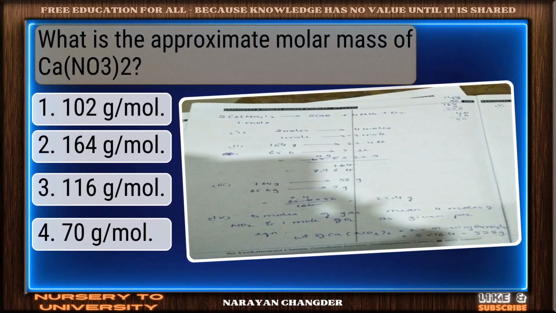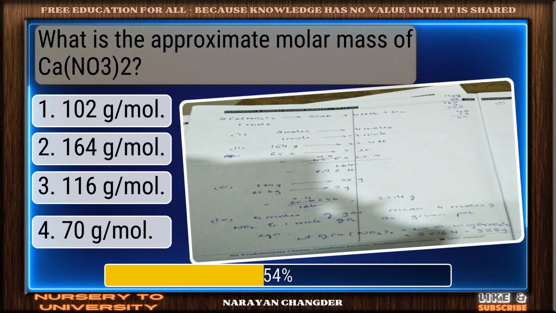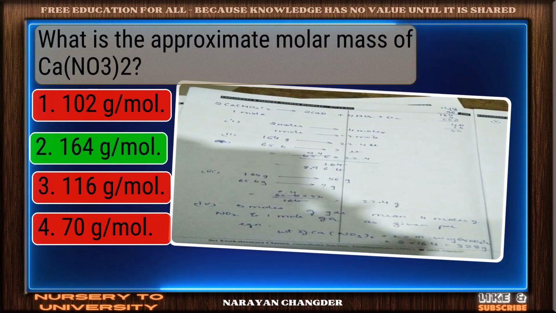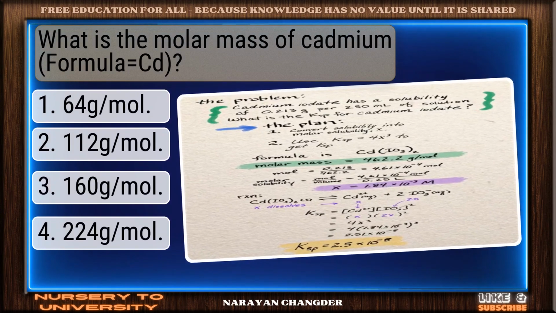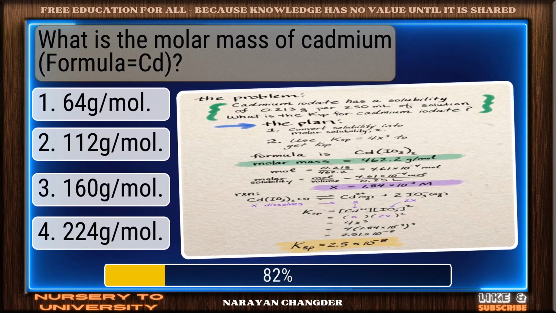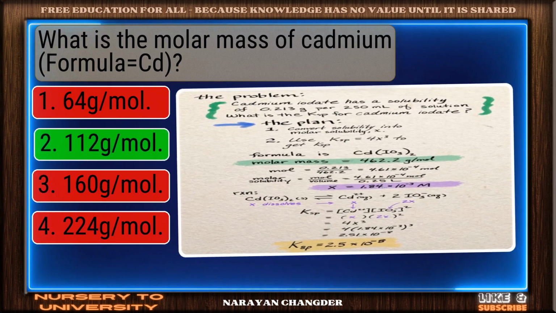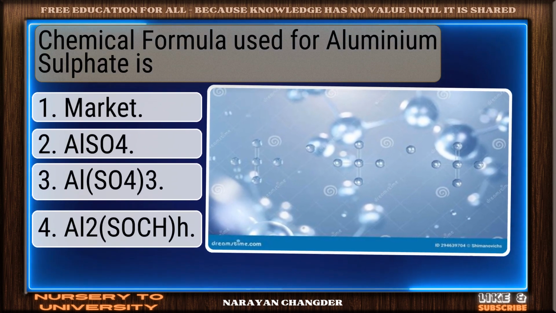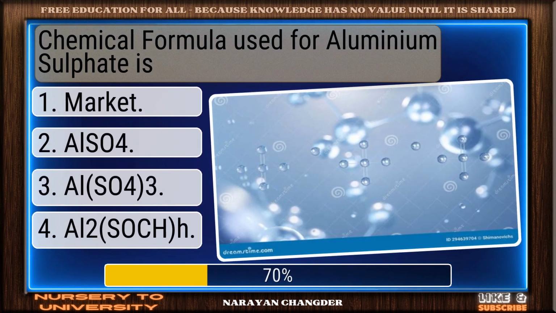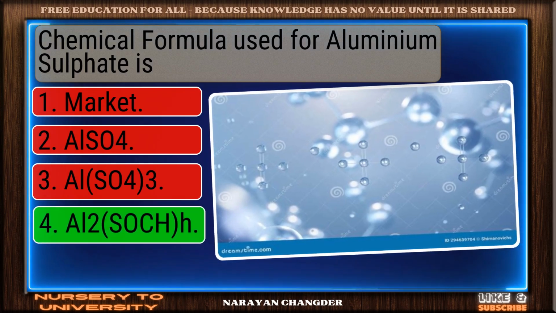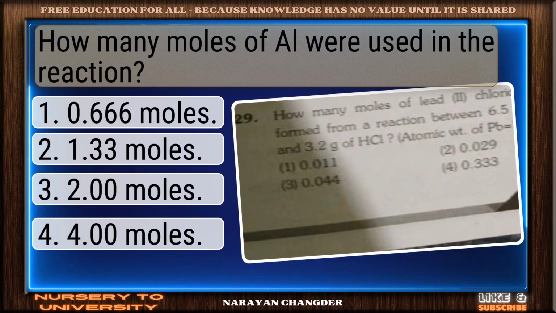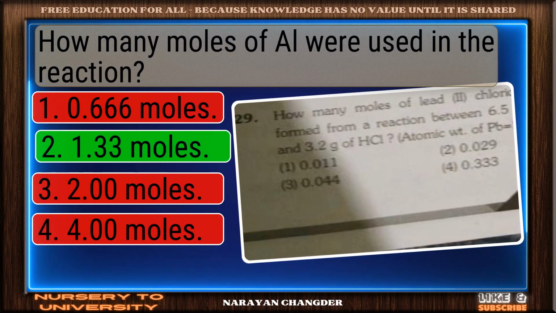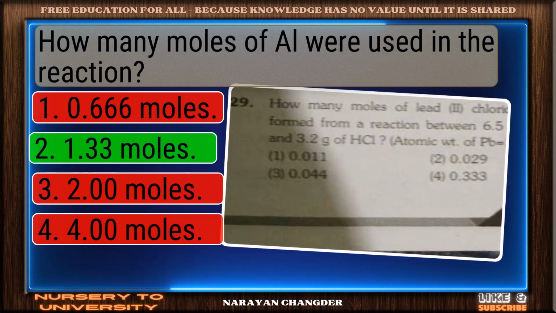What is the approximate molar mass of K2? On track. 164 g/mol is the correct answer. What is the molar mass of cadmium? You're right. 1 mole is the correct answer. Chemical formula used for aluminium sulfate is... You got it. Your choice is right. How many moles of Al were used in the reaction? Excellent. 133 moles is a brilliant choice.